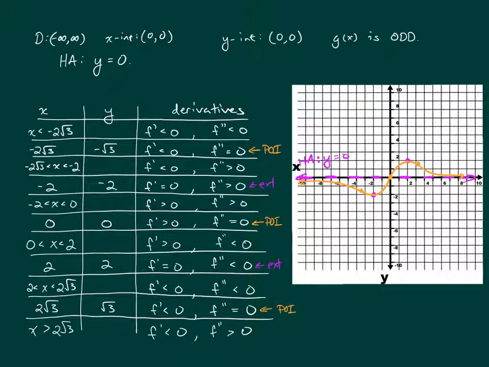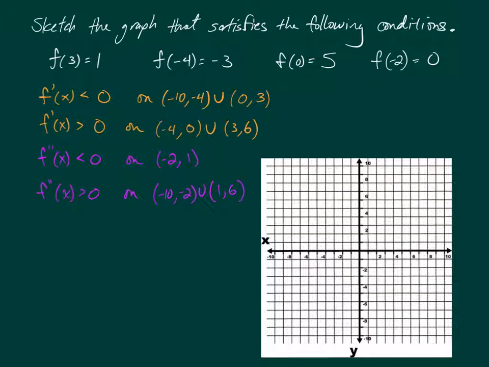Long, drawn out, hopefully very informative. I just have a couple more examples, much simpler examples, to get you through before you can go on and conquer the next lesson. So in this example, you're asked to sketch the graph that satisfies the following conditions, and this is exactly what I was trying to get at with the last one. It's just not in a table format.